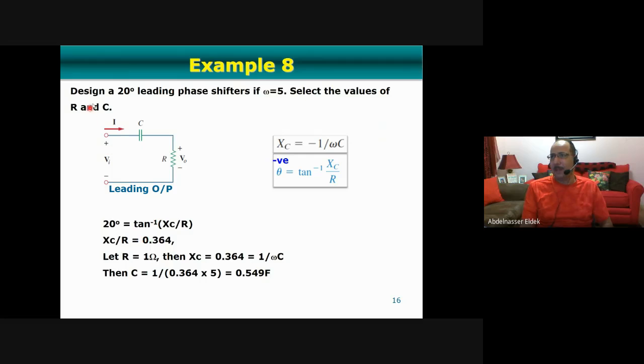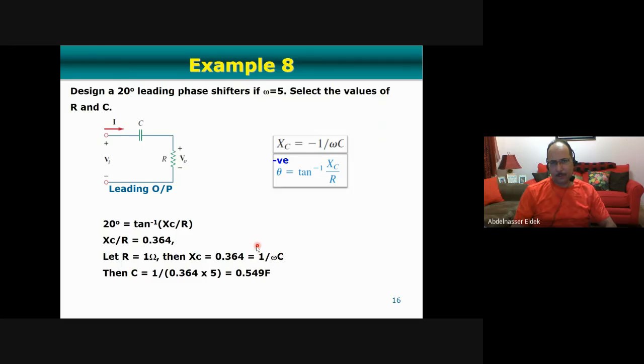Now, what is the question? Select the values for R and C, and omega is 5. You can select any values as you like. Assume R is 1, the easiest number. Then Xc in this case is 0.364. That's it.